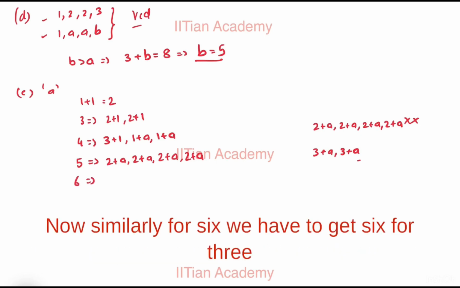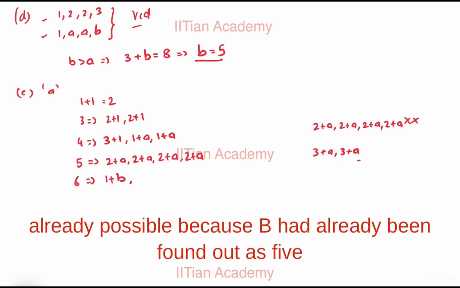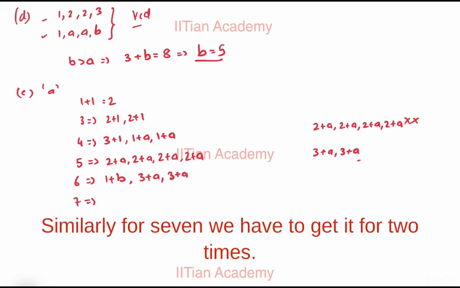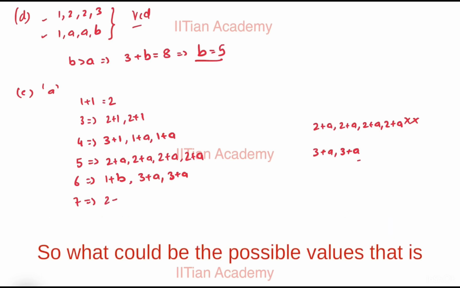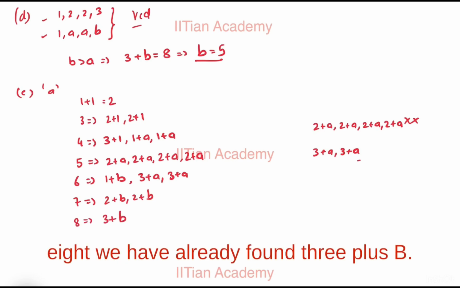Now similarly for 6, we have to get 6 for 3 times, and those 3 times can be 1 plus B as already possible, because B has already been found out as 5. Another possibility could be 3 plus A and 3 plus A. Similarly for 7, we have to get it for 2 times. So what could be the possible values? That is 2 plus B and 2 plus B, and for 8 we have already found 3 plus B.